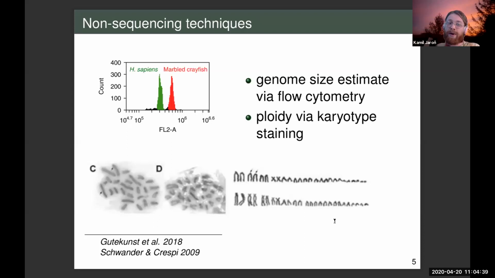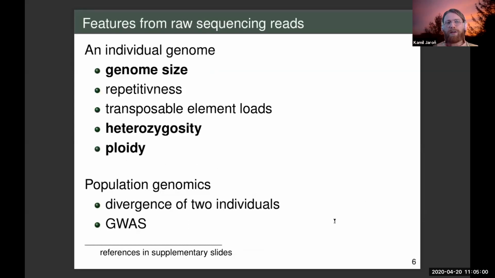So it's great to have genome size estimates via flow cytometry. It's great to have karyotypes and know your ploidy, but it's not always available. And these techniques, although they are not super difficult, are in some systems quite sneaky. There are also a lot of techniques that operate directly on the raw sequencing reads, and these are the techniques I'm going to talk about today.